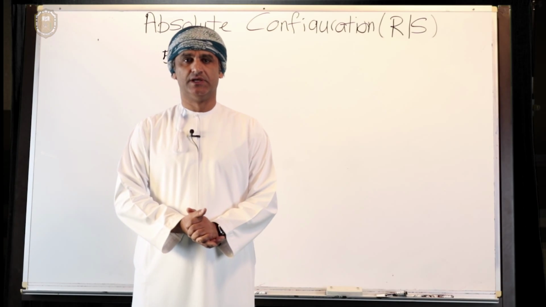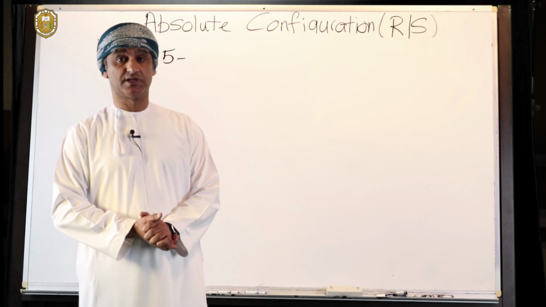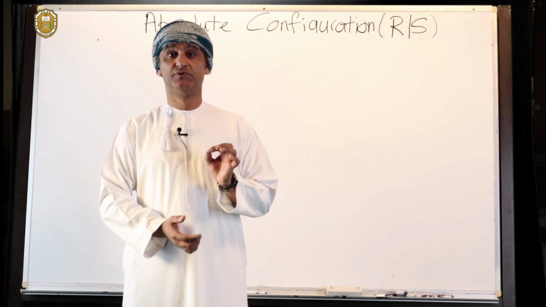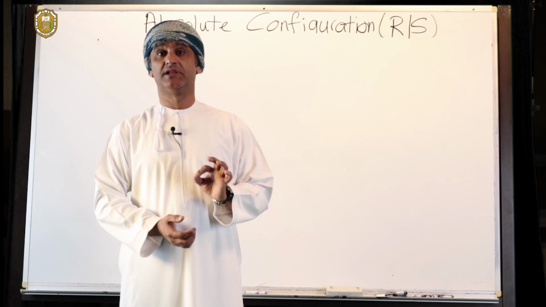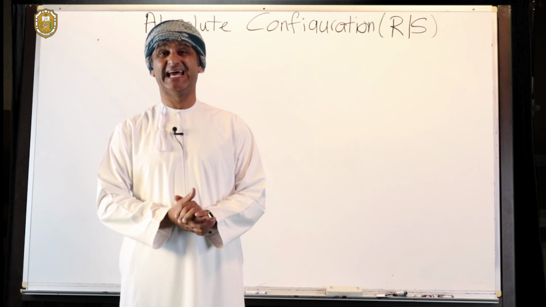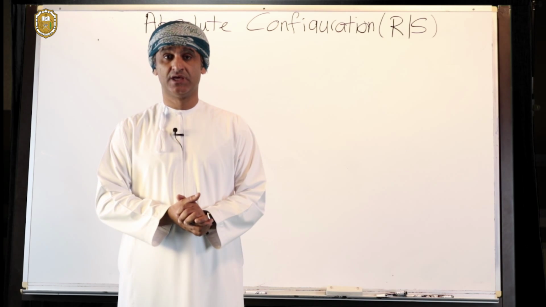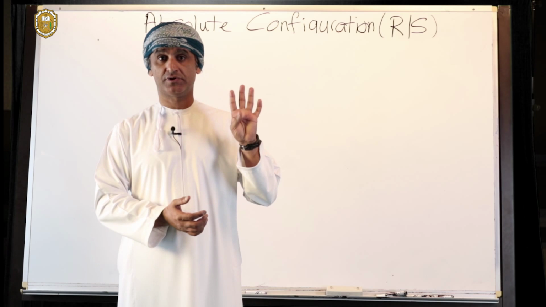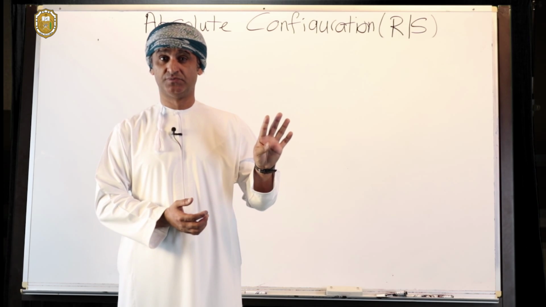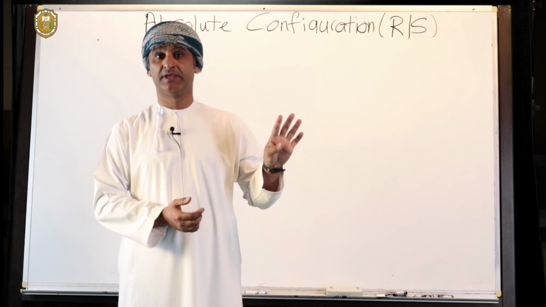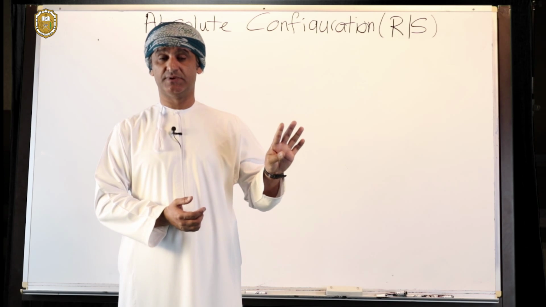The last step in this task of assignment of absolute configurations R and S is to view the molecule so that the lowest priority group is actually at the back or at the rear. Remember, carbon has 4 groups. It's bonded to 4 different groups. We now know how to assign priorities based on atomic number.